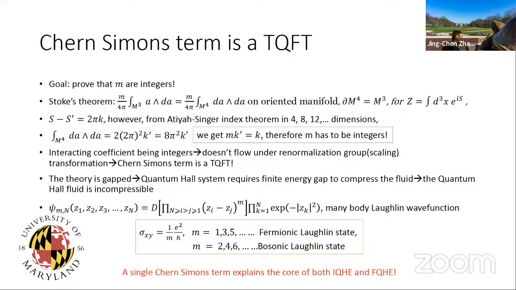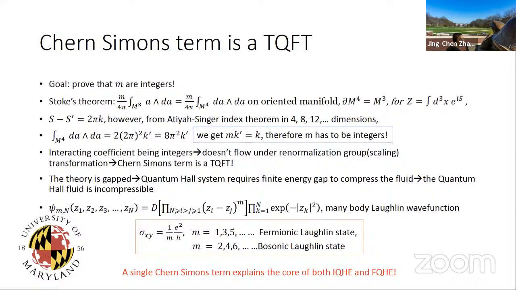Fortunately, mathematicians already did that for us. There's a famous theorem called the Atiyah-Singer index theorem that helps us compute this type of integral over the whole space, whether 4D, 8D, or 12D spaces. And the result is that we should get 2 times 2 pi squared times k, where k is an arbitrary integer.